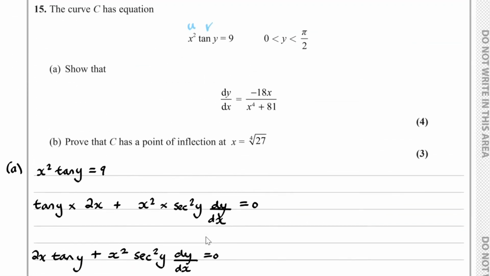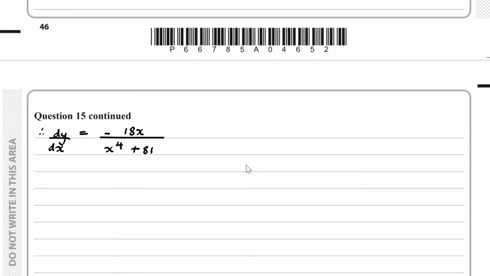And now for part B of the question, we have to prove that C has a point of inflection at x equals the fourth root of 27. Now point of inflection, this suggests to us that we need to find out what d squared y over dx squared is. And for a point of inflection, d squared y over dx squared is equal to 0. So for part B, we need to work out d squared y over dx squared, and that's equal to the differential of dy over dx.